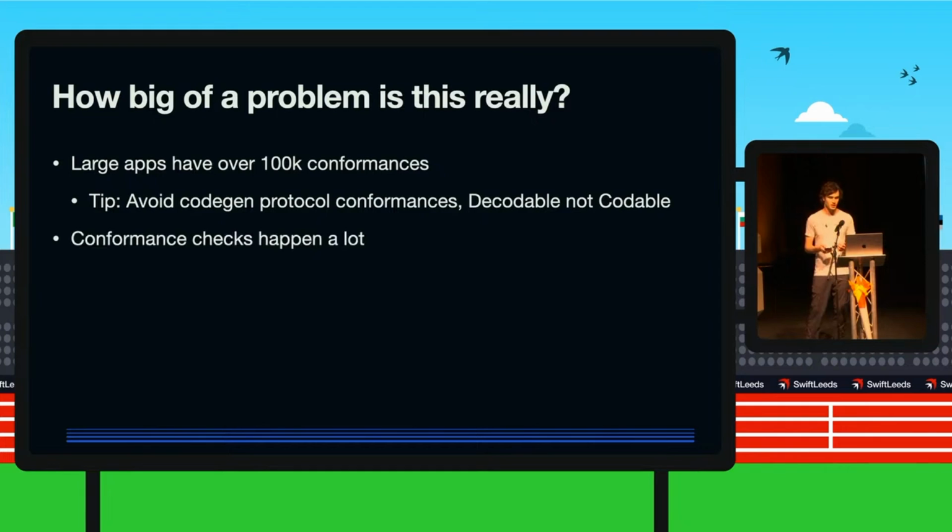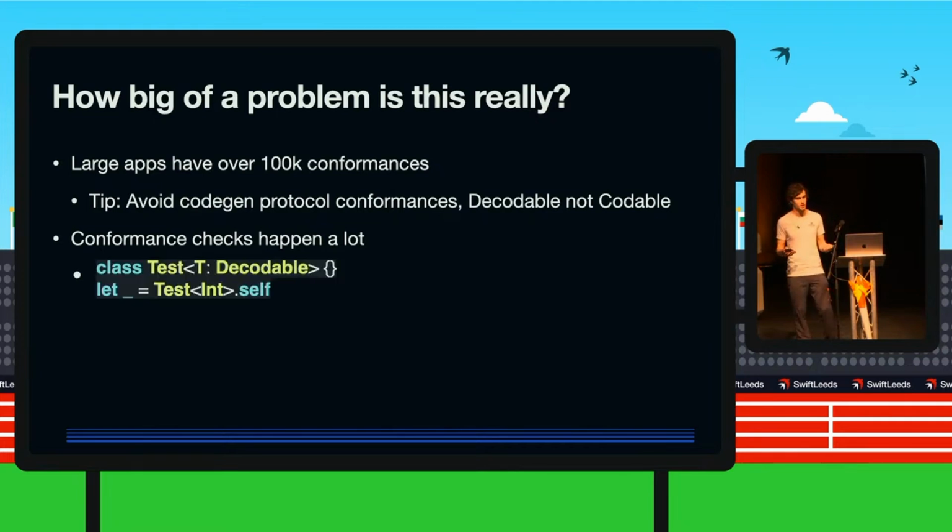The other thing is that these conformance checks happen a lot. Even if you don't use the as keyword in your code, you're going to encounter cases where your app is going through this slow path of scanning all conformances. Code like this, where you just have a generic type, and even if you just reference .self, not even initializing it or calling any functions on it, will still internally cause the Swift runtime to do some conformance checks, even though you're not using the as keyword.